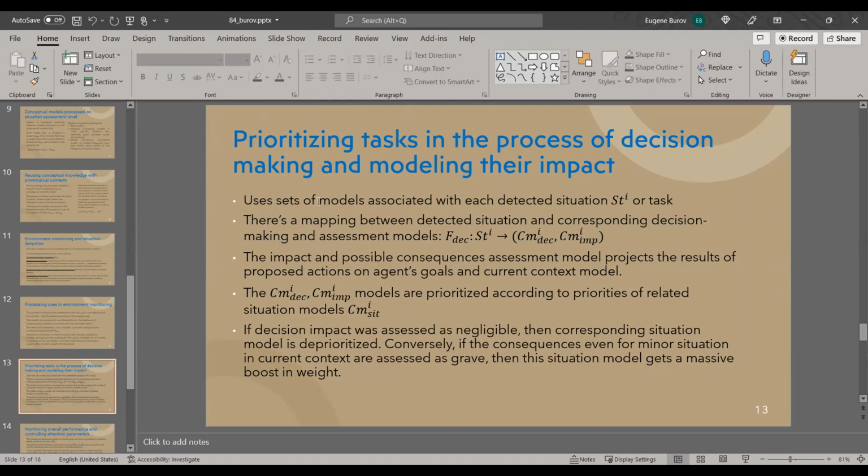In this level, we model the impact and possible consequences of our decisions. The result of this modeling also includes the importance of the models we use on the previous level. For example, if our modeling says the result will be negligible, we can deprioritize the model of the situation or ignore the situation. On the other hand, even if it is some minor situation, if the analysis of impact says that there will be grave consequences, we will prioritize it and add weight to this situation.